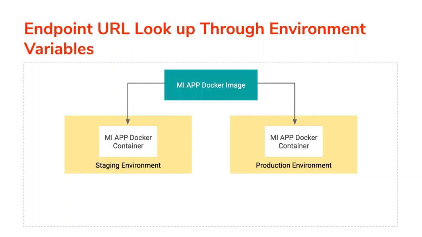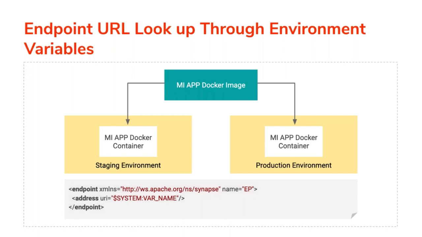How we do it with the Micro Integrator is that you can use environment variables to define the endpoints in different environments. When you define the endpoints, you can use the $system: prefix and a variable name to refer to an environment variable, and these environment variables you can easily define in different environments.